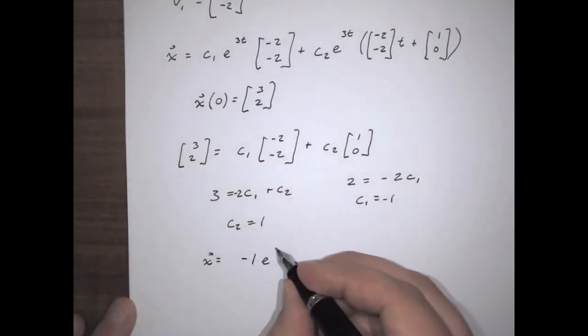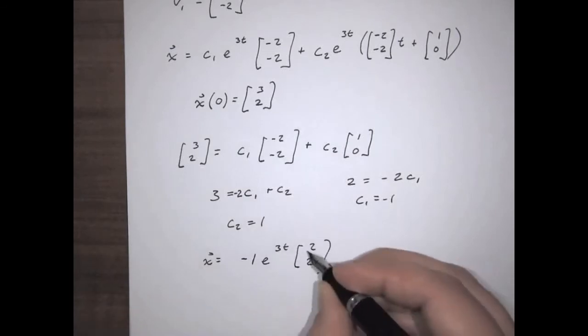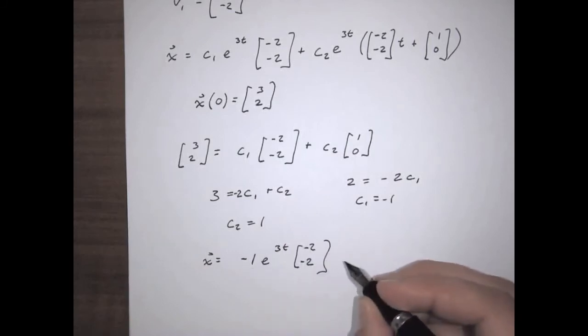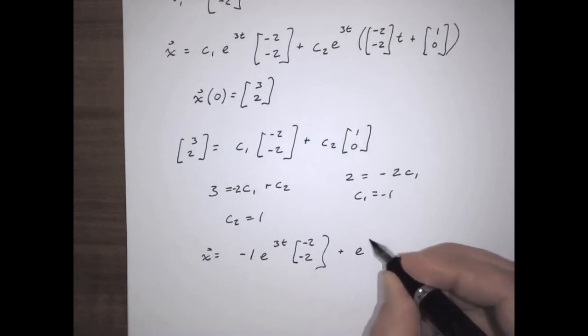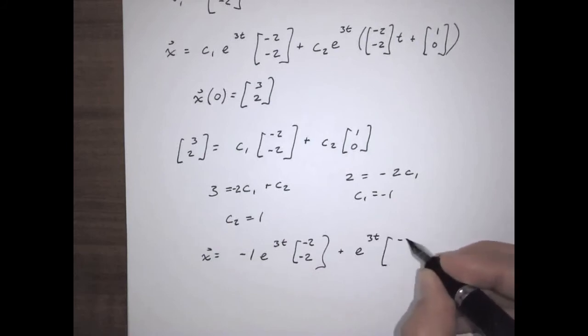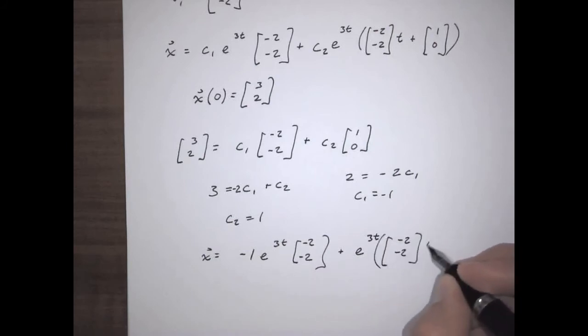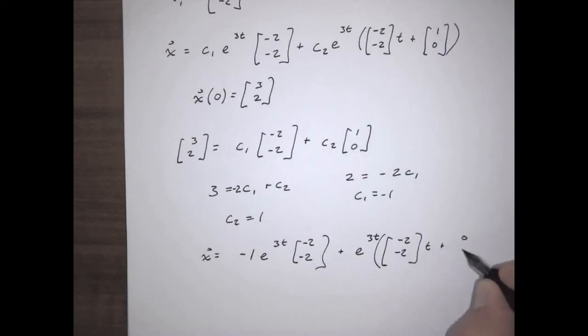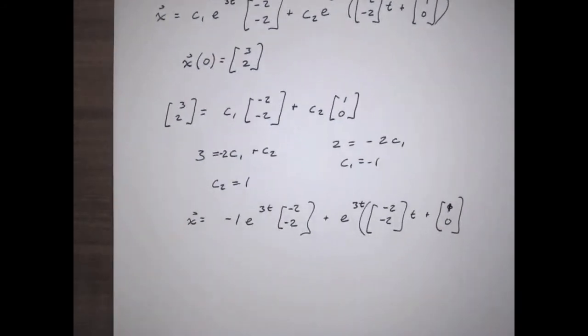So then what we've got is a solution of negative 1 e to the 3t times negative 2, negative 2. Sorry, I already had plans for that negative 1. Plus just 1 times e to the 3t, negative 2, negative 2, t, plus 1, 0. And you can simplify this to your heart's content. Do whatever you like, really. Write it in whatever simplified fashion you wish.